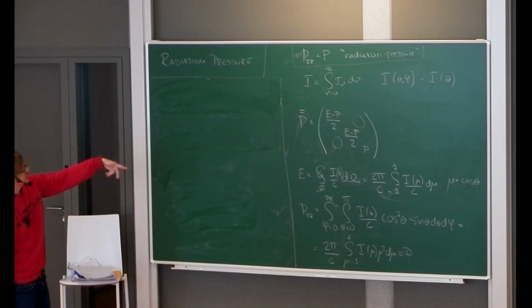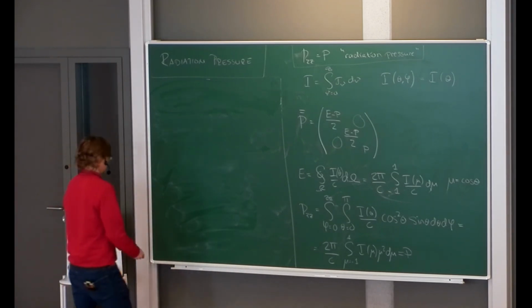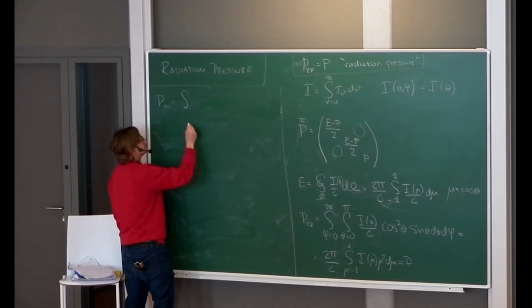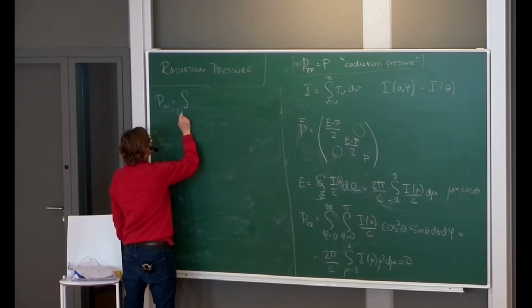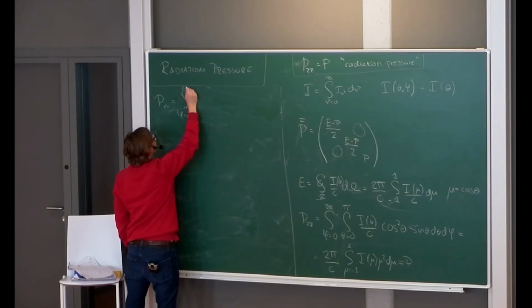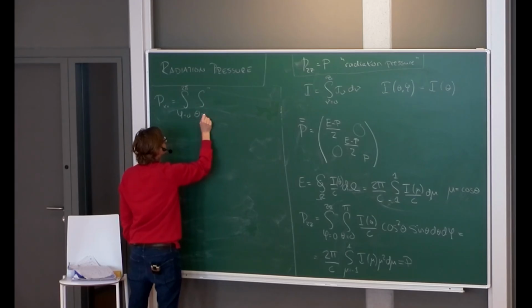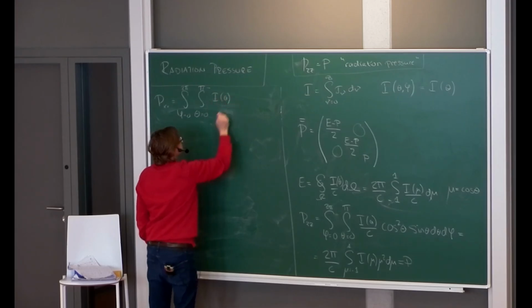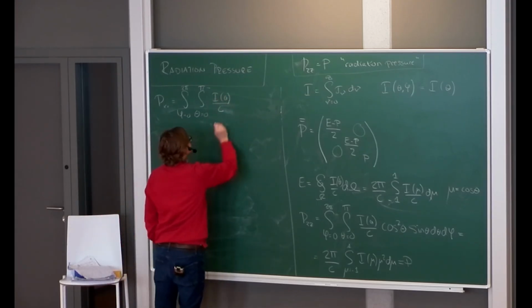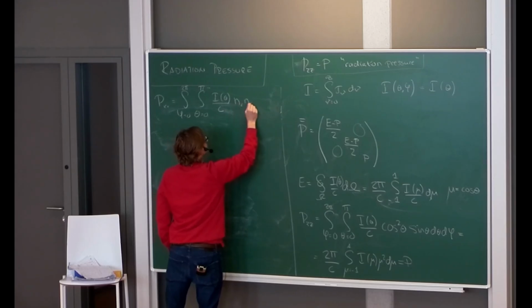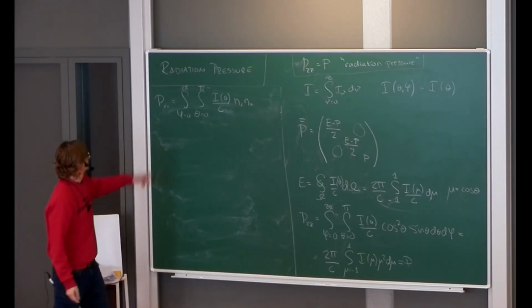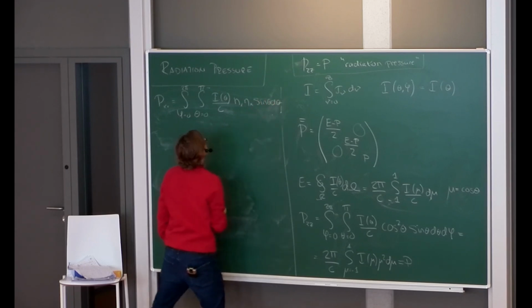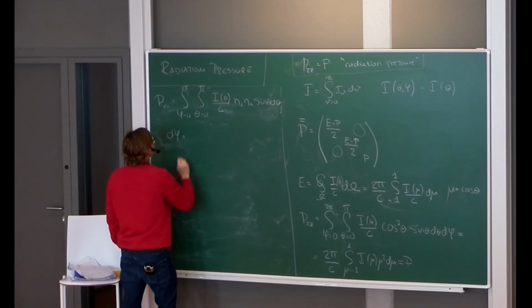Okay, now let's look at the xx component. So, Pxx is going to be the integral of phi from 0 to 2 pi, theta from 0 to pi, I of theta divided by c, and now I'm going to do the extra step here, nx, the xx component, sine theta, d theta, d phi.